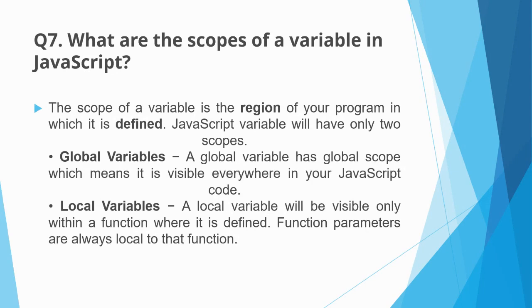Next question is, what are the scopes of a variable in JavaScript? Basically, there are two types of variables: global variables and local variables. Global variable has global scope, which means it is visible everywhere in our code, whereas local variables is visible only within a function where it is defined.